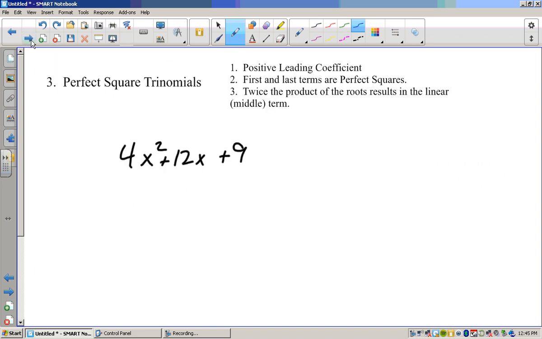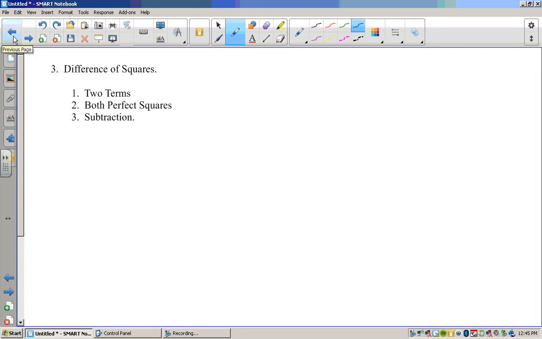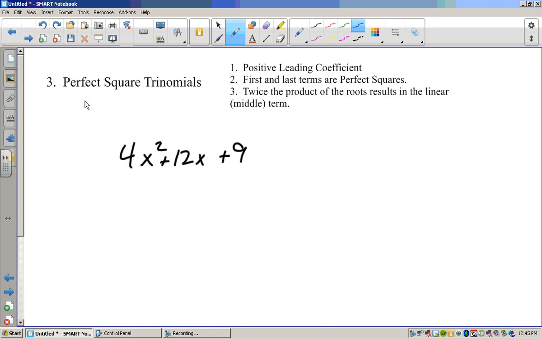All right. So we're going to take these last couple slides. We're going to look at two special types of polynomials. One is called a perfect square trinomial. One is called the difference of two squares. And we'll get to that one next. But let's start with perfect square trinomial. Okay. A couple different things happen here.